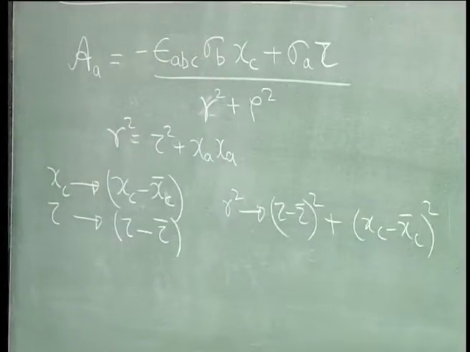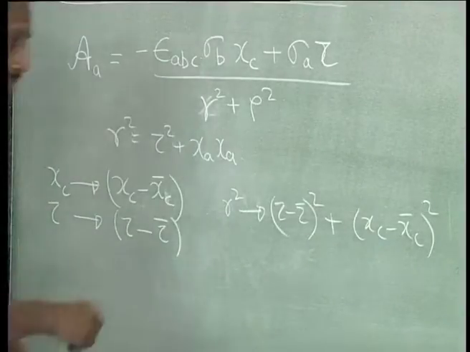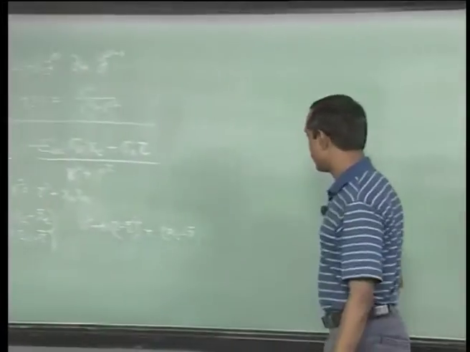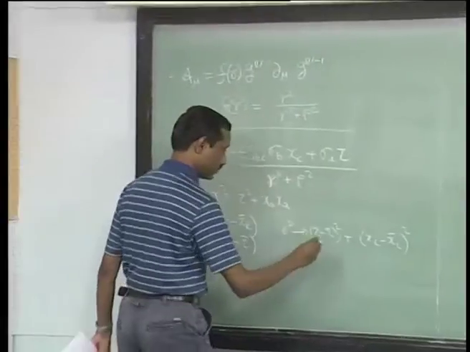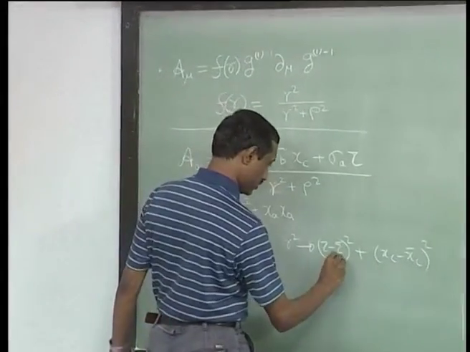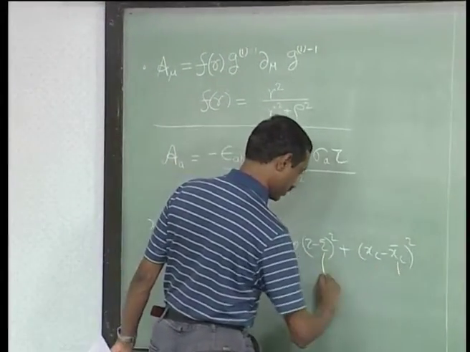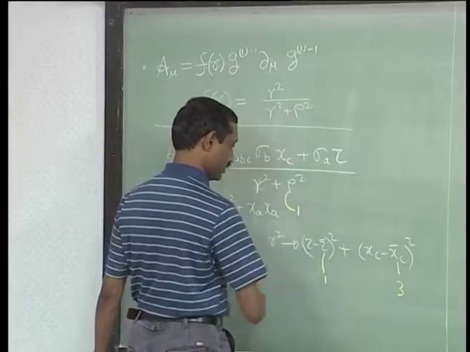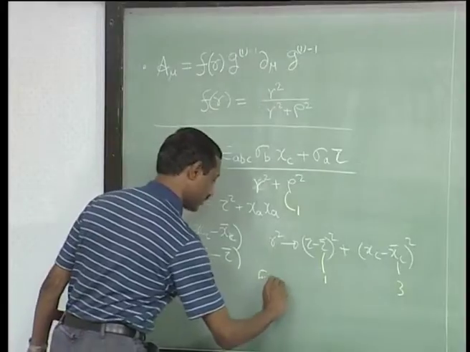Once you do this, it is not too hard to see that this will continue to satisfy the equations of motion, and now there are 5 parameters. So this is 1, this is 3, and then there is the size which is 1. So we have 5 parameters.